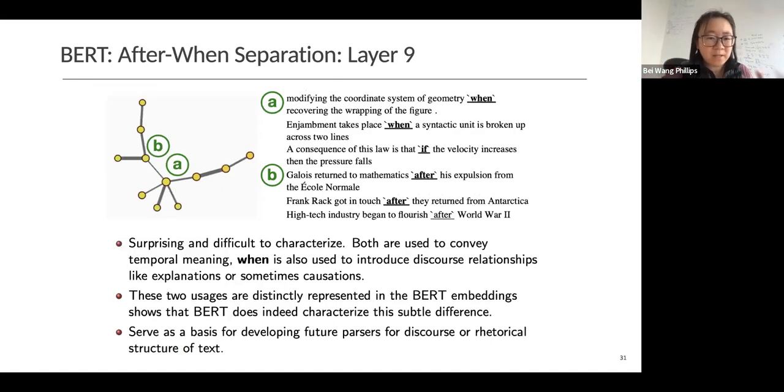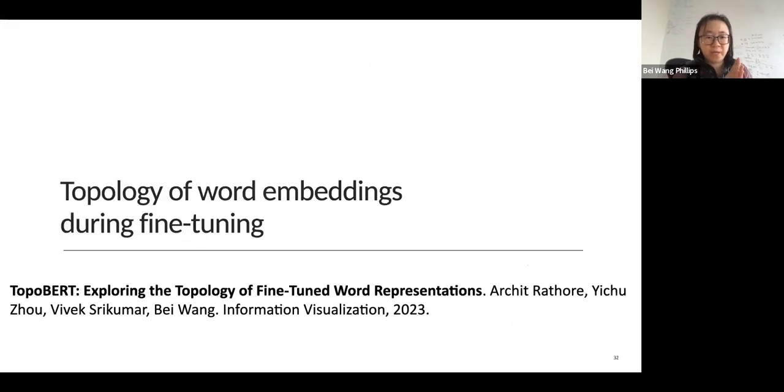And finally, this is one example where my collaborator got super excited and I was like, what are you talking about? But this is basically some sort of usage of the words when and if, very difficult to characterize. Both of those words are used to convey what's called temporal meaning. And the word when is also used to introduce discourse relationships like explanations or something like causality, right? So again, we see a bifurcation between those words that is really picking out fine level differences in language models. And the idea is that this can serve as a way to develop parsers for NLP experts in the future. Okay, so that's the second piece. Any questions?